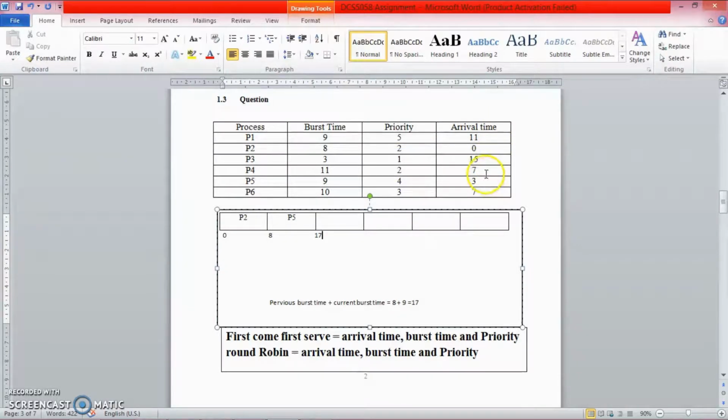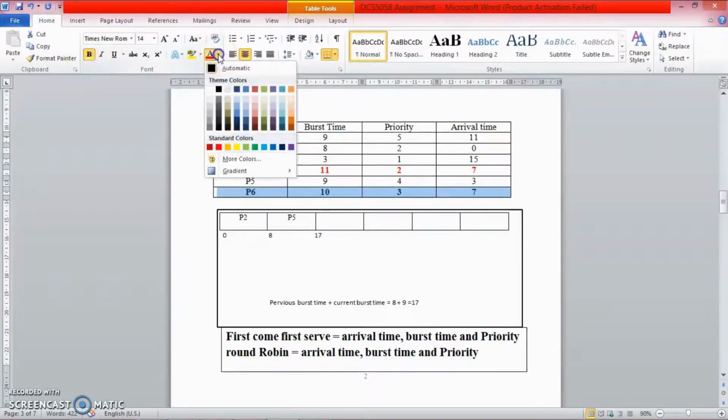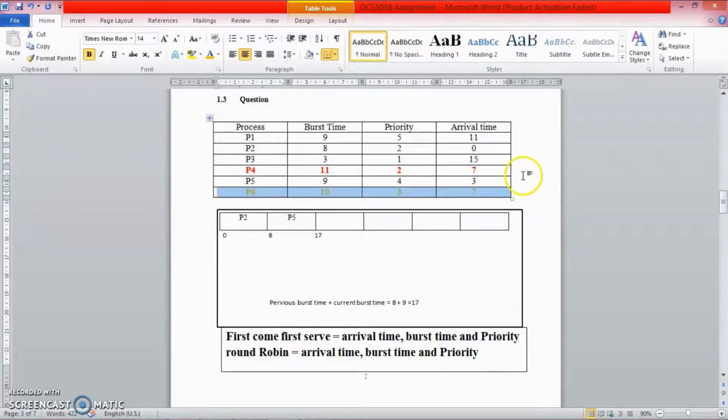The next arrival time is 7. But here we have two processes arriving at the same time. To make it different, I just change the color. Which process has the less burst time? Yes, it's P6. So put P6 here.